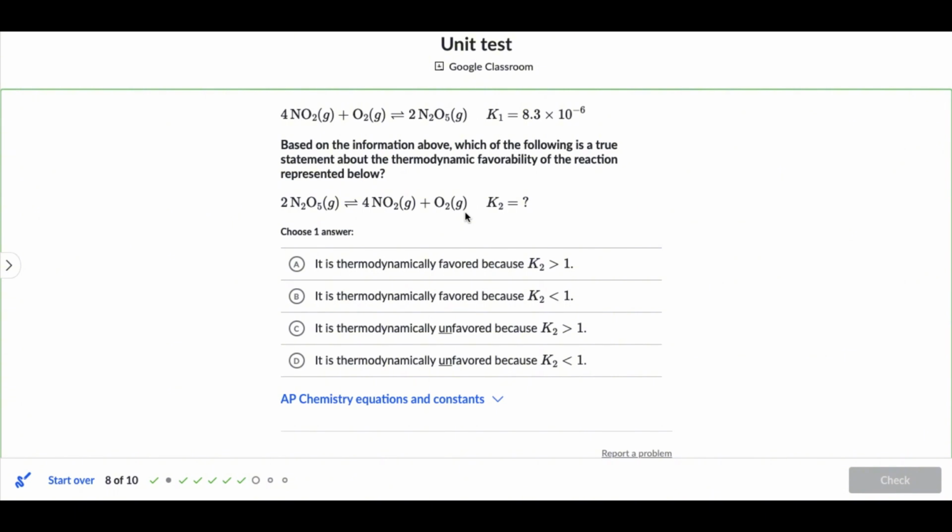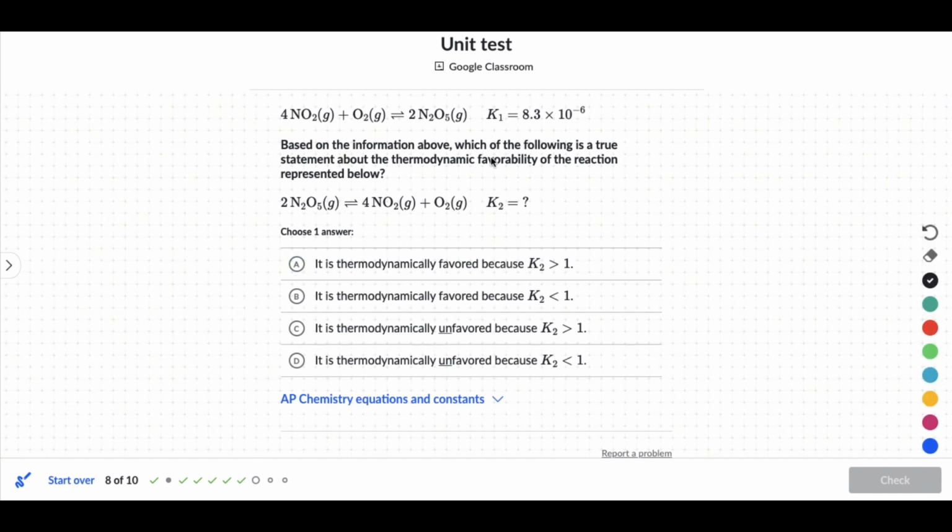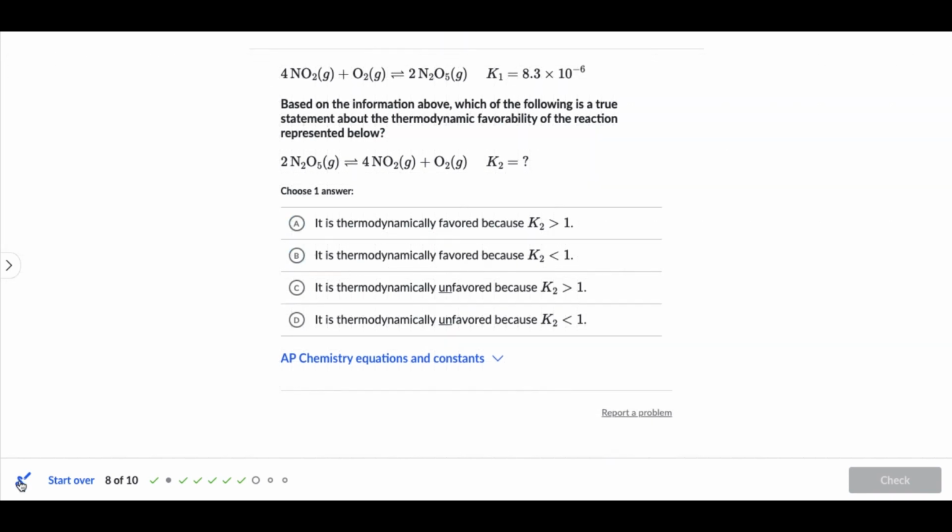Based on the information above, which of the following is a true statement about the thermodynamic favorability of the reaction represented below? Okay, so this reaction is actually flipped. So our K2 would be 1 over K1, right? So obviously it's going to be larger than 1. So it is favored.